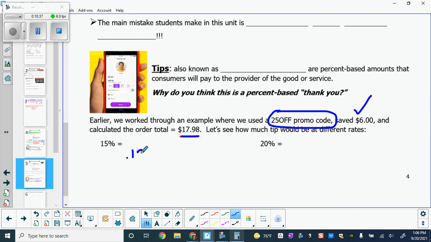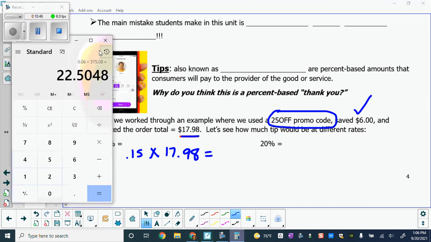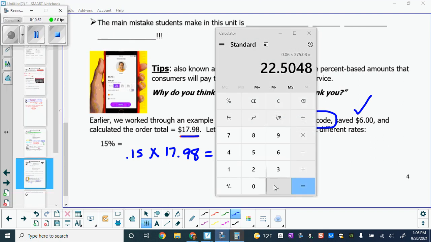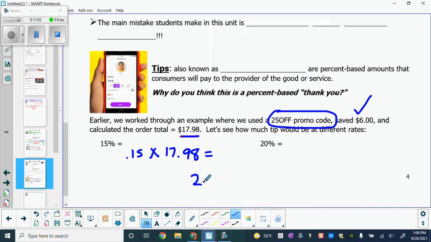So to see what your 15% tip would be, you're just going to do 0.15 times $17.98. And if we leave a 15% tip, let's see what that would be in the calculator. There we go. All right, so 0.15 times $17.98. All right, and this 7 is going to bump this up to 70 cents. So that'd be $2.70. And that is how much tip you would be leaving.